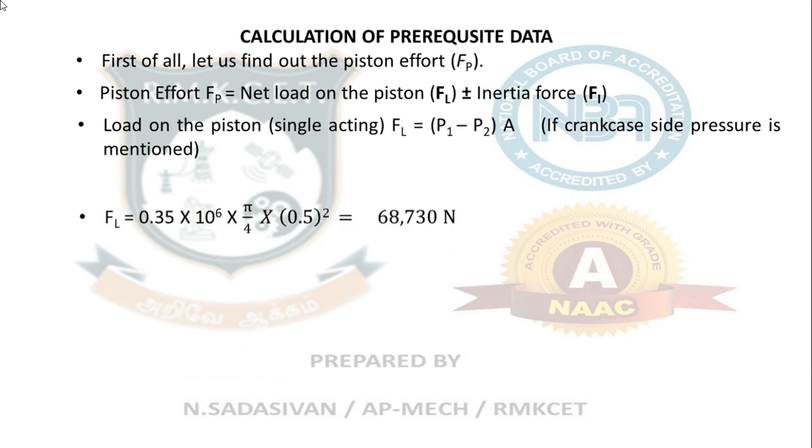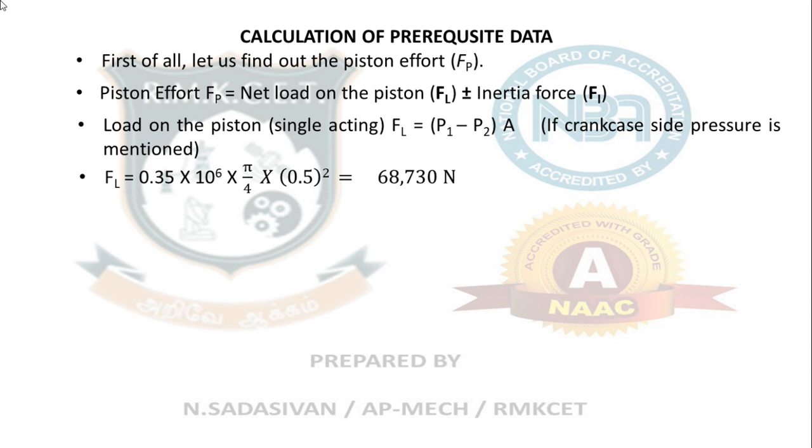So just directly substitute the values: 0.35 into 10 power 6 Newton per meter square, multiplied by the area of the cylinder. The pressure of 0.35 megapascal is acting across a cross-sectional area of pi by 4 d square. The diameter of the cylinder is given as 0.5, so pi by 4 into 0.5 square gives me 68,730 Newton, which is the load on the piston due to the steam pressure or fuel pressure.